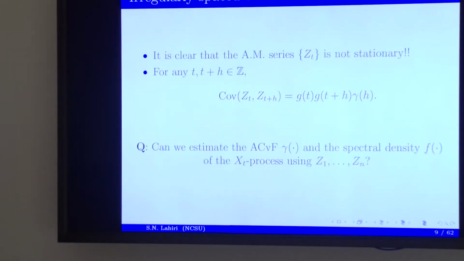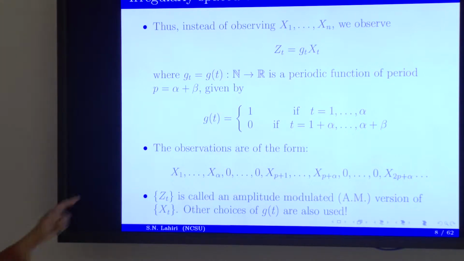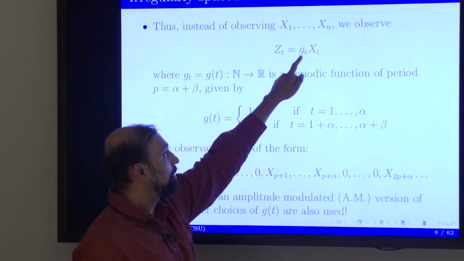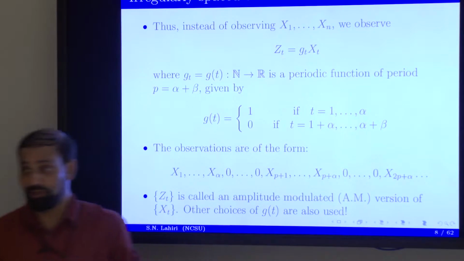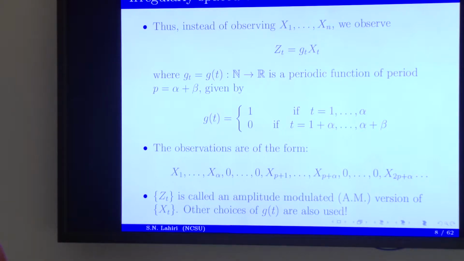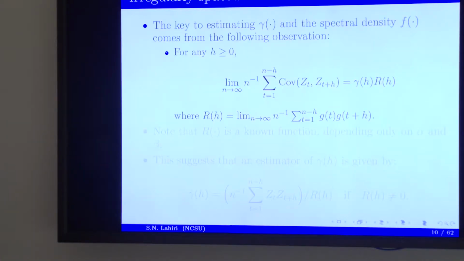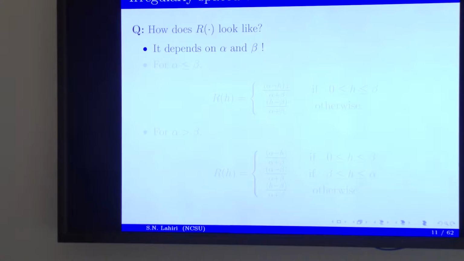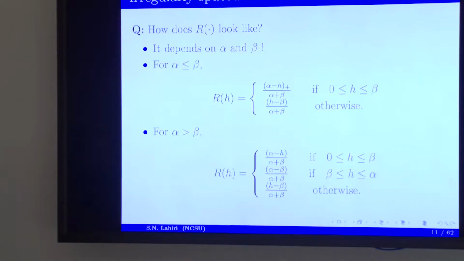And if you look here, you can allow g(t) to be something other than this alpha and beta structure. In that case, you have to verify that r(h) exists. That is not guaranteed. All right. How does it look?